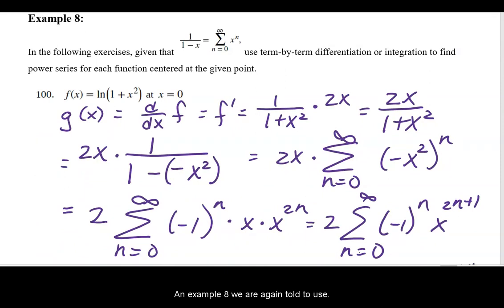In example 8, we are again told to use the formula for a convergent geometric series, 1 over 1 minus r, written in the form of 1 over 1 minus x, in the power series formula, the sum from n equals 0 to infinity of x to the nth power. We want to use either term-by-term differentiation or integration to find the power series for each function centered at the given point. In this case, our center is going to be at x equals 0, and our function is the natural log of 1 plus x squared.